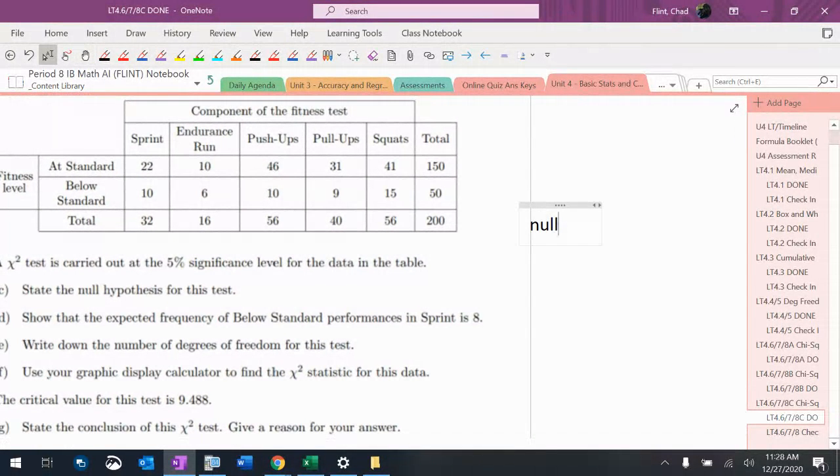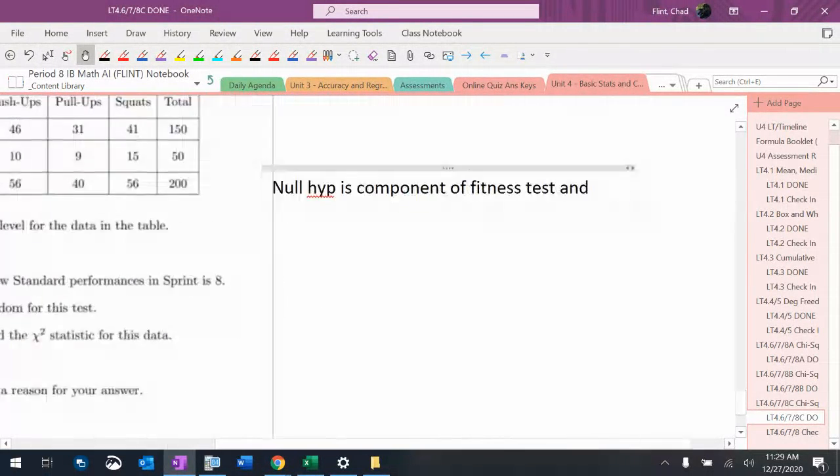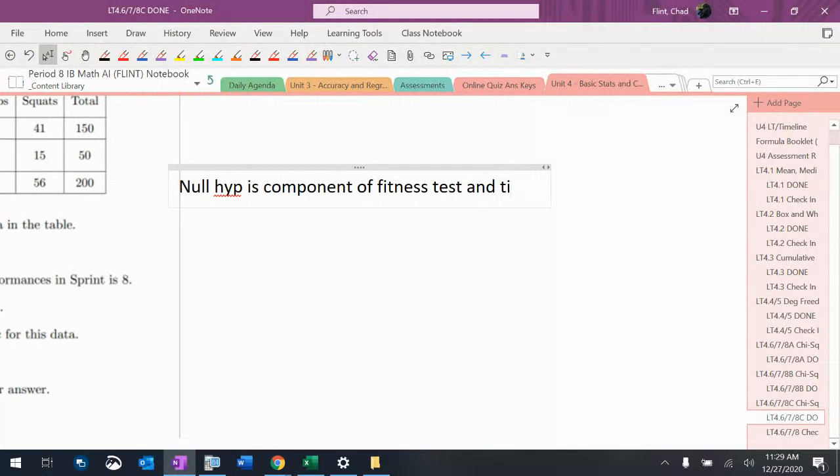So the null hypothesis is that the component of the fitness test and the fitness level are independent.